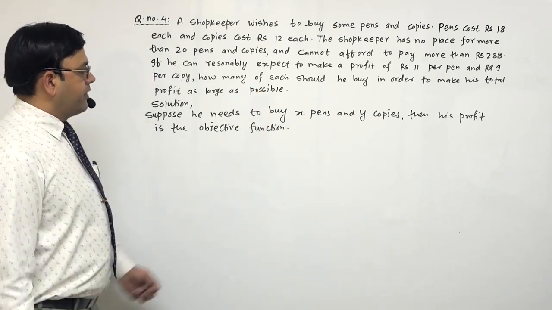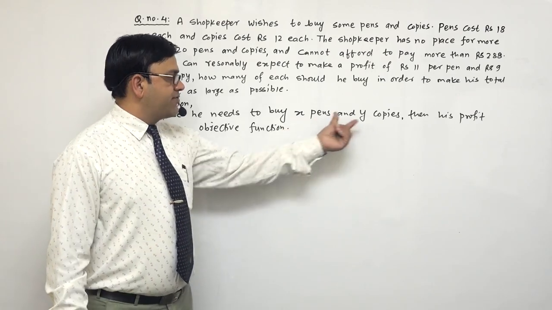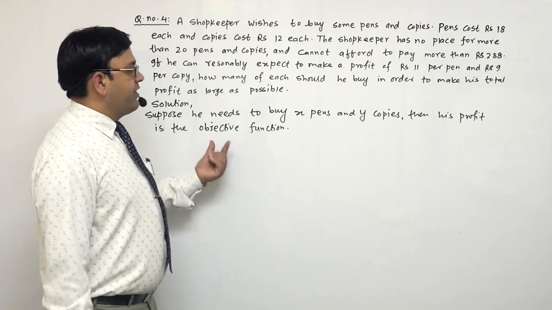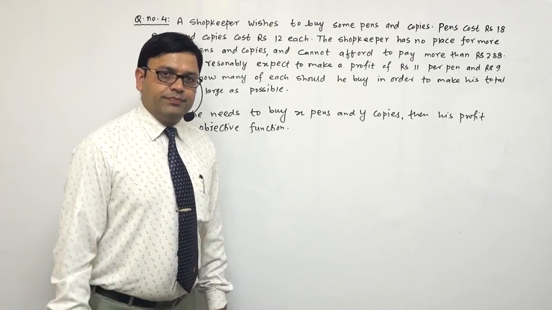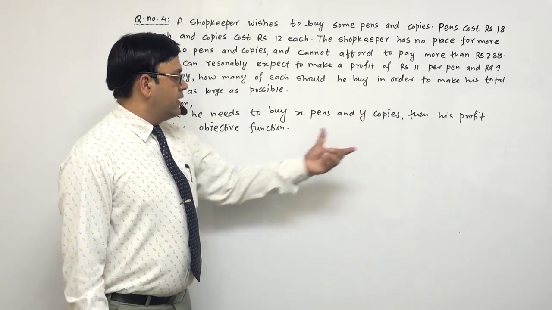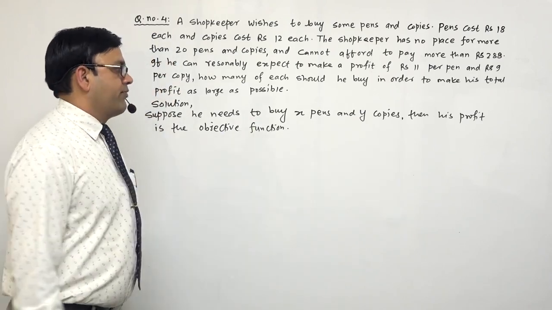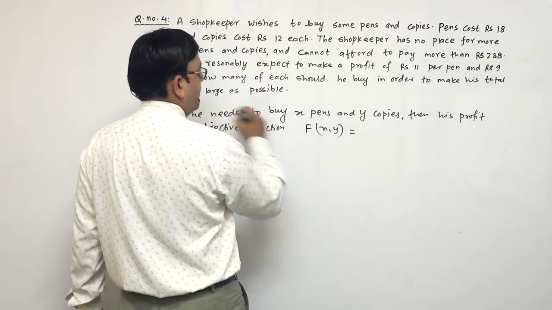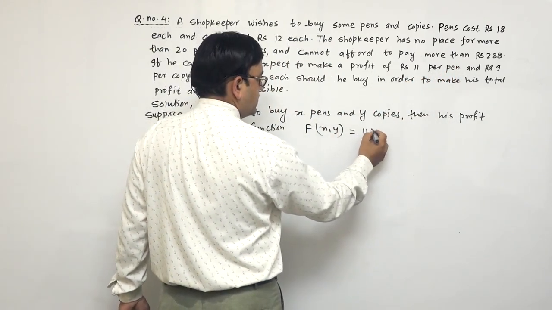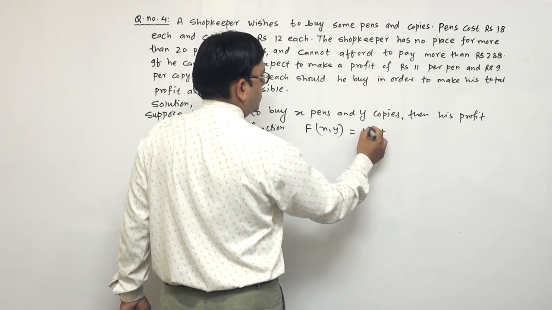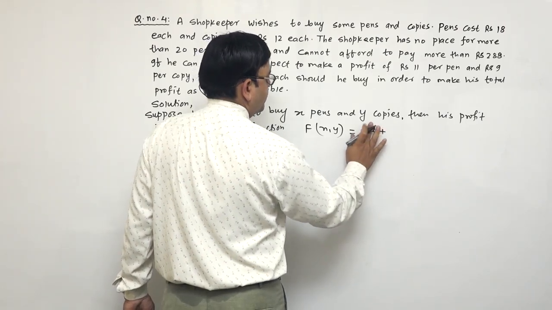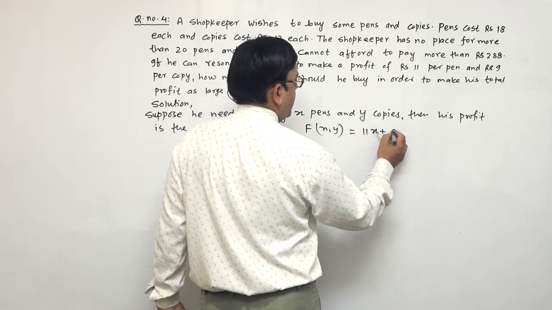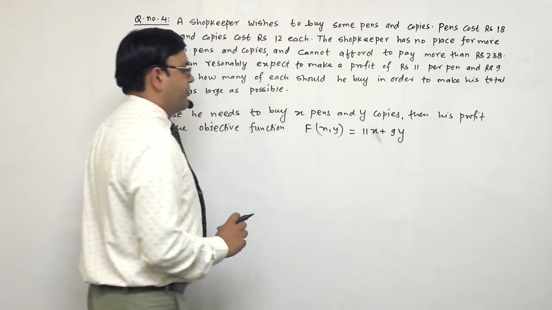Students, I think you know very well x pens and y copies when we suppose, and then the objective function is his profit. So this is the link between profit and the objective function. Here 11 for pen and 9 for copy, so 11x plus 9y is the objective function.